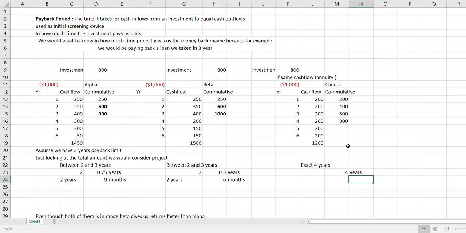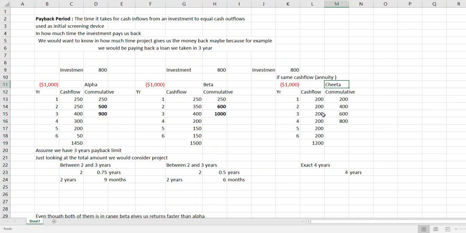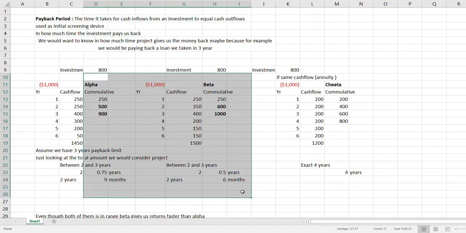Now, according to payback period, if we wanted to take any project, we would reject project Alpha. This is Cheetah. We will reject project Cheetah because it gives us money in more than 3 years, and we need in maximum 3 years. For now, I will say we will accept Alpha and Beta, but that is not how it works. So actually, we will consider it.